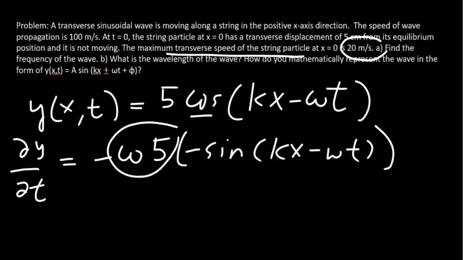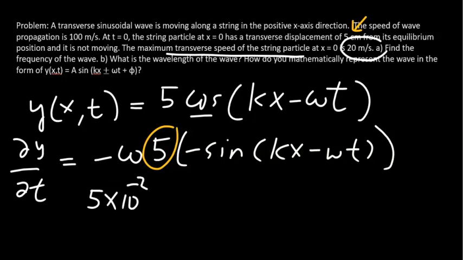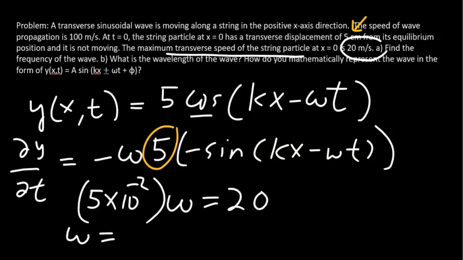Now we know the maximum transverse speed is 20 meters per second, so the term in front of that sine represents that maximum transverse speed. However, you have to be careful that this 5 is in the unit of centimeters, so we have to turn that into meters. So that is 5 times 10 to the power minus 2 meter times omega is 20 meters per second. That means your angular frequency is 400 radian per second.